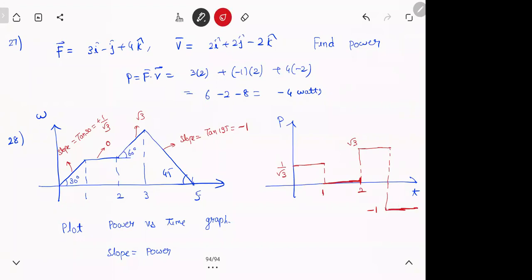Does this make sense? We have done something similar in the VT graph and AT graph. In a velocity-time graph, the slope is acceleration. You just need to find the slopes and plot them. Check it out. Any doubts on this, please ask me. So in a WT graph, for each line, find the slope and just plot the slopes on a PT graph.